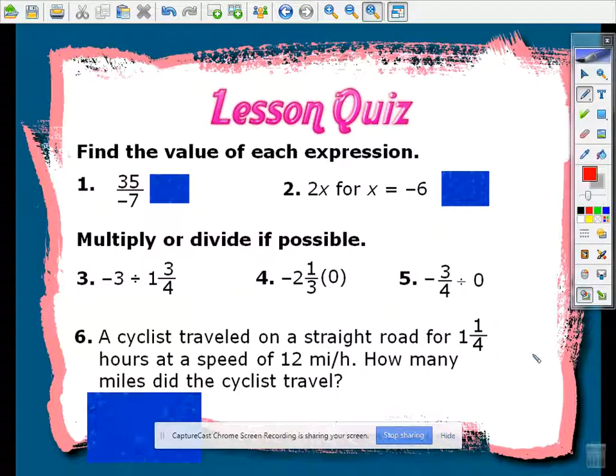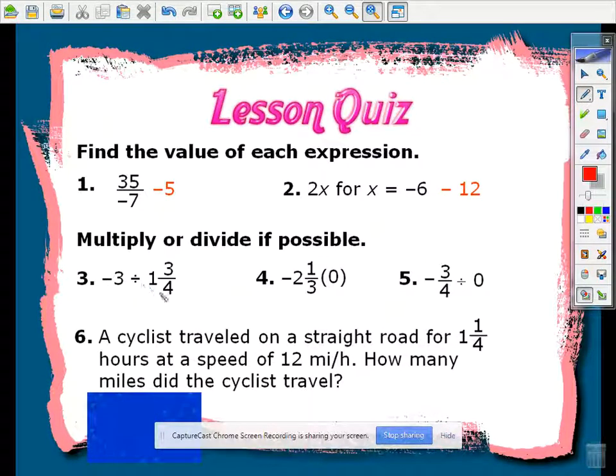All right, let's take a second, a little review, do these 6 problems, and then we'll come back and see how you did. All right, so for number 1, 35 divided by -7. Positive divided by a negative is a negative, and you get -5. 2x for x equals -6. This means you're doing 2 times -6, which is a -12.